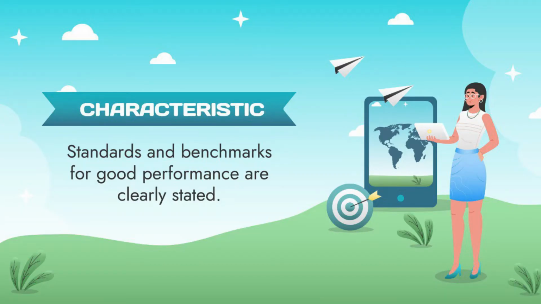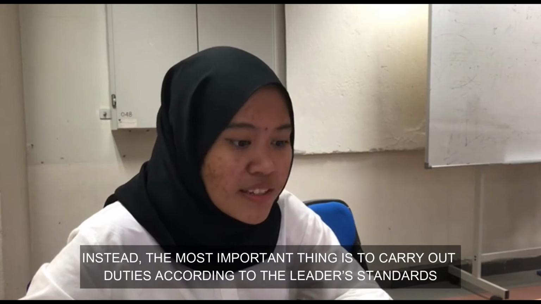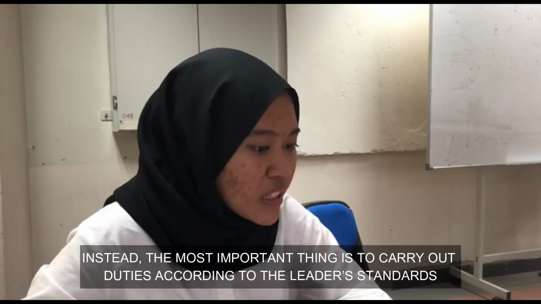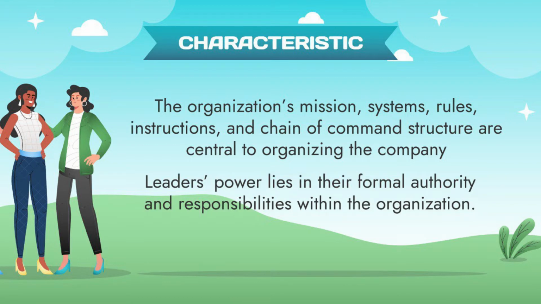Next, standards and benchmarks for good performance are clearly stated. Okay, next, creativity and innovation are not the main focus. Instead, the most important thing is to carry out duties according to the leader's standard. Okay, next, the organization mission, system, rules, instructions, and chain of command structure are central to organizing the company. Leaders' power lies in their formal authority and responsibilities within the organization.